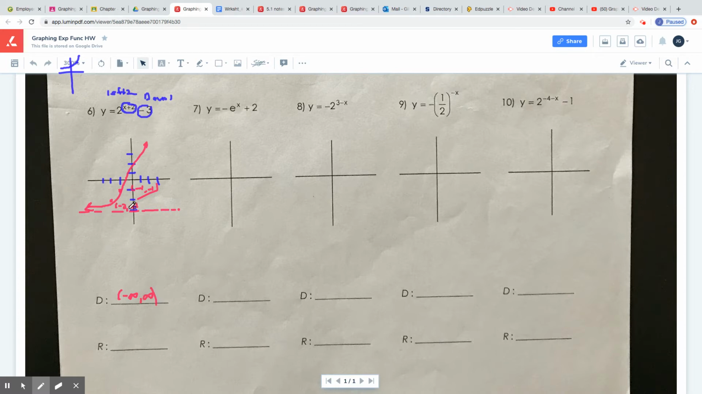The range, it's everything above, so it is from negative 3 to infinity. Once again, this is not the best curve. You guys get the idea what it should look like. So there are your answers. Hopefully you guys have a good understanding of this.